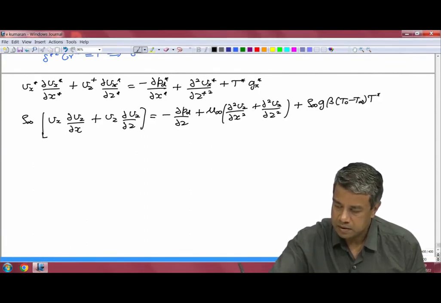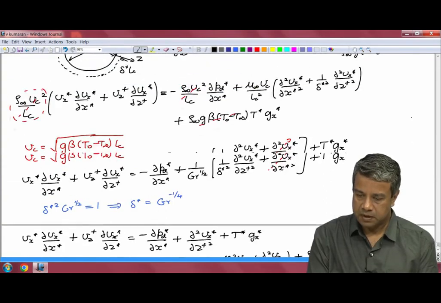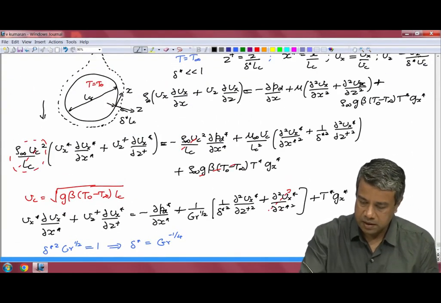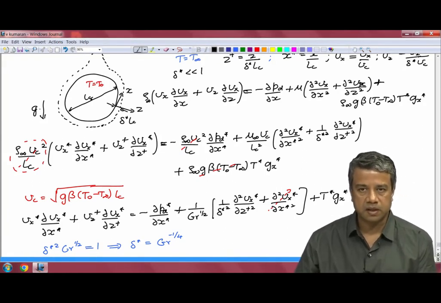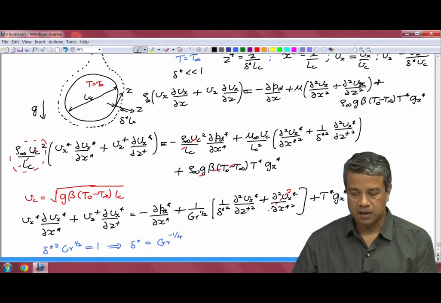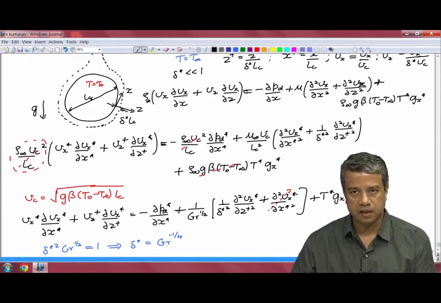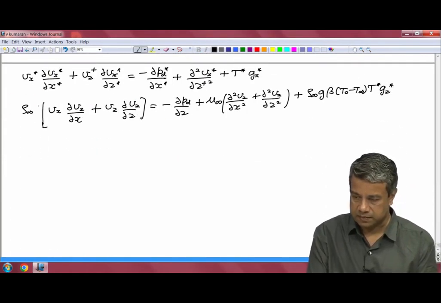Plus T star times Gz, the component of the gravitational acceleration in the z direction. Note that the gravitational acceleration is downward. So, at any particular location, the gravitational acceleration will have a component in the cross stream direction and in the streamwise direction as well. Right at the bottom, the gravitational acceleration is entirely in the cross stream direction, but at any other location, it will have components in the cross stream and the streamwise direction.